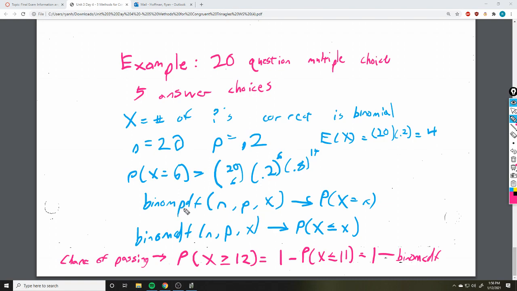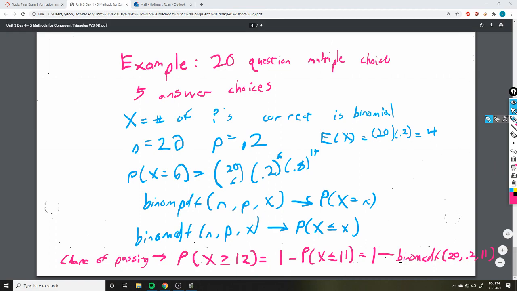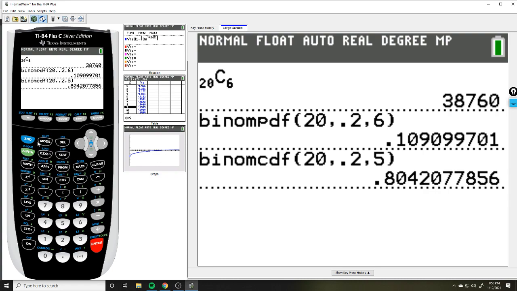PDF is for specific values. CDF is for a range of values. Remember, we use normal CDF for normal distributions because we're always looking at a range of values in a normal distribution. And so we're going to put 20, comma, 0.2, comma, 11. That's what's going to go in the calculator. Remember, it's n, comma, p, comma, x. N and p are parameters in general of the binomial distribution.